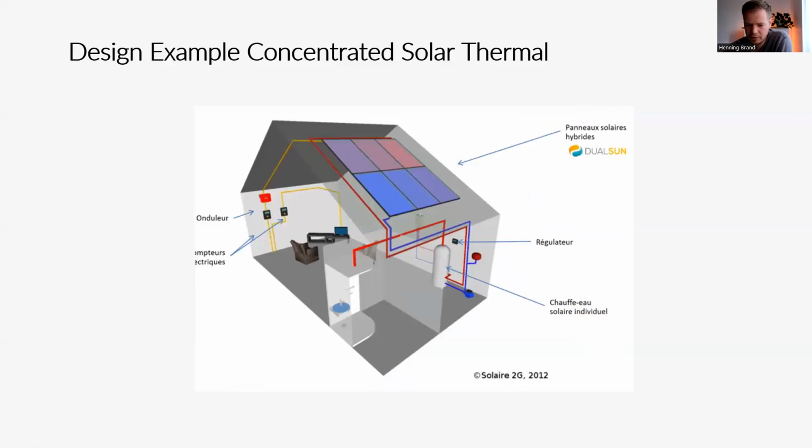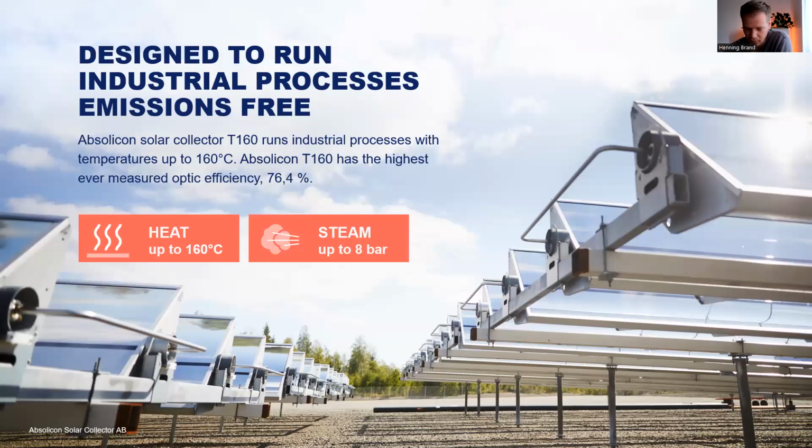Here's another example of how the solar thermal system looks. Now I'm going to be showing you some examples of industrial solar heating. This is the technology, as I said, that I'm working with currently. Normally we put it on the ground and cover fairly large surfaces outside of factories.